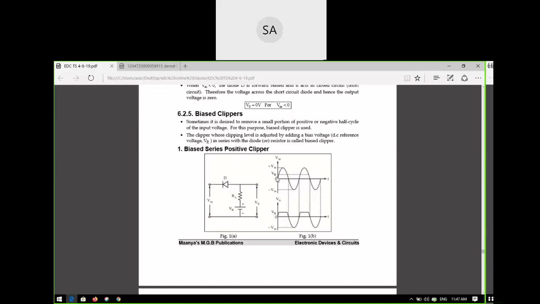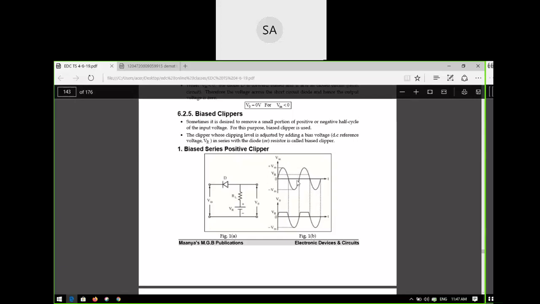Above the reference voltage VR, only this portion is clipped off. Below the reference voltage, it remains as it is. So it is a biased series positive clipper, because a small portion above the reference voltage is removed. Okay, and is the reference voltage positive or negative here?